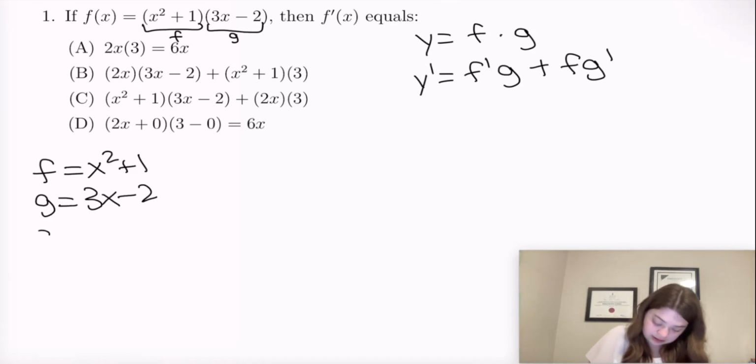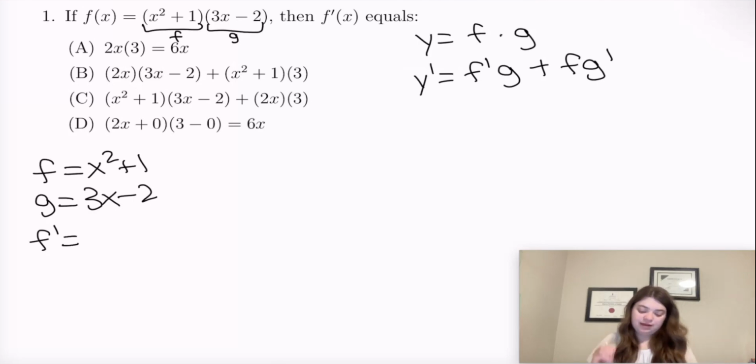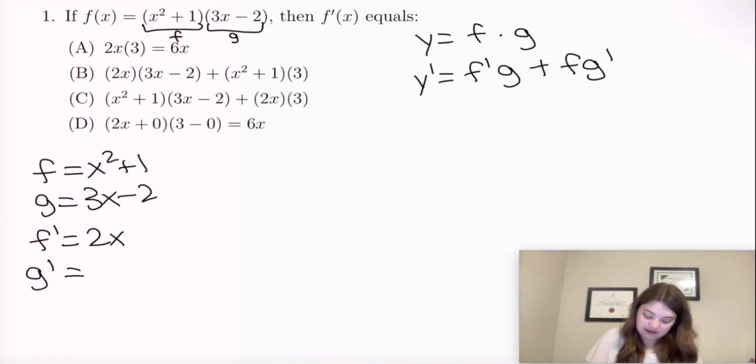And then what would the derivative of f be? Well, derivative of x squared would be 2x based on our power rule. And then recall that the derivative of 1, or any constant for that matter, is just 0. So this one just kind of disappears. Then for the derivative of g, we are going to get 3. And then the minus 2, once again, it's a constant, it disappears.